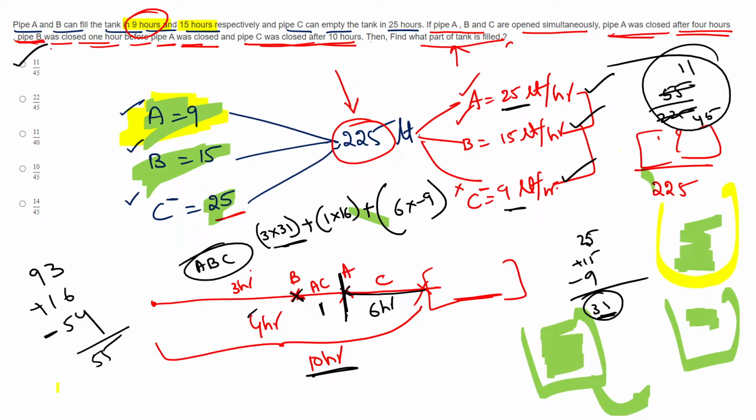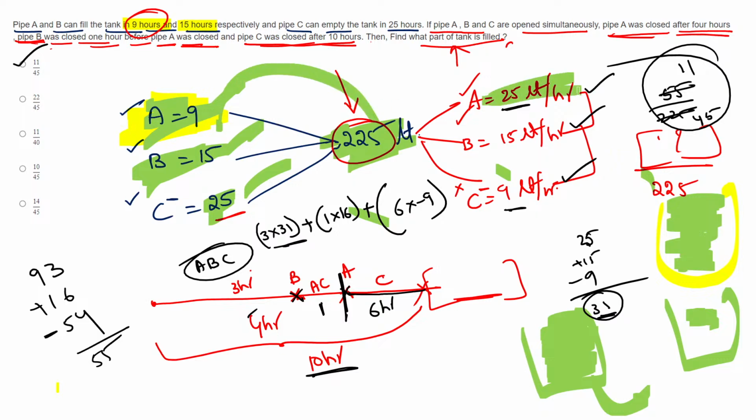That's the meaning of emptying and filling. To solve this problem, you have to assume the LCM as your tank capacity. So find the LCM of 9, 15 and 25, and you are going to get 225. So assume the entire capacity of your tank is equal to 225 liters. From that, find how many liters they can fill in 1 hour. 225 liters in 9 hours means 25 liters per hour. 225 liters in 15 hours means 15 liters per hour. Similarly, 9 liters per hour.